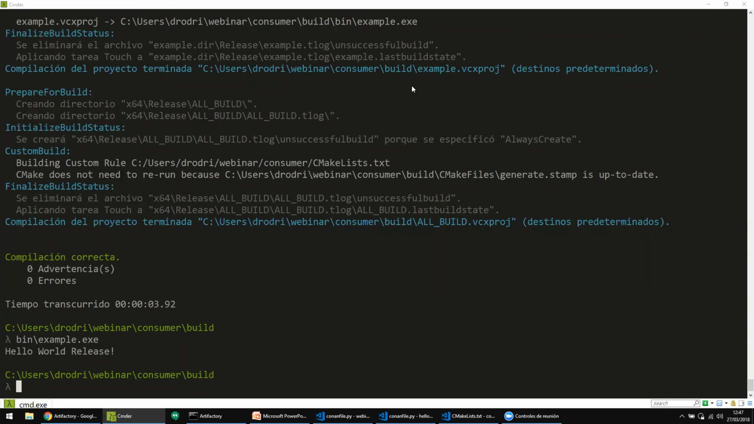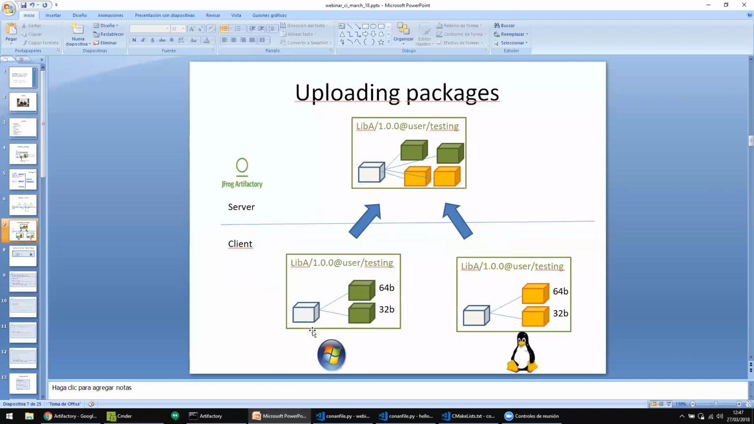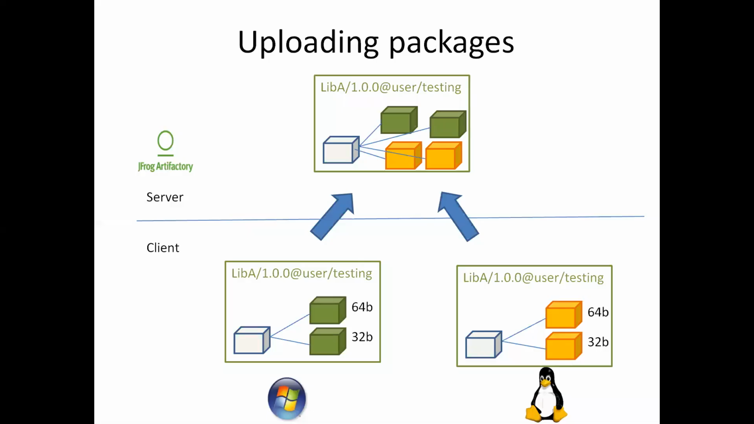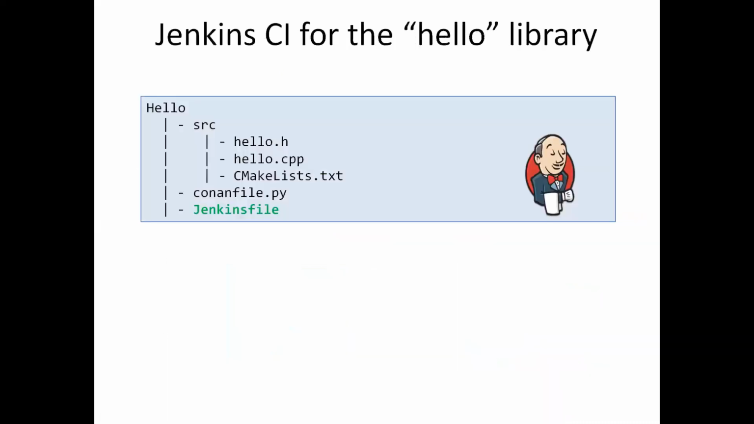Okay, so then the next natural step is to try to automate, and I'm going to use Jenkins. Typically, you want to do something like this. You want to have several build slaves that will create different architectures, for example, in Windows and Linux. And all of them will be uploading the binaries automatically to Artifactory. So to automate the package creation process, the way that I would recommend will be this.